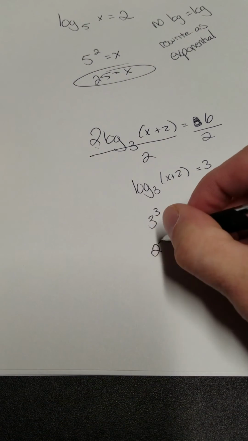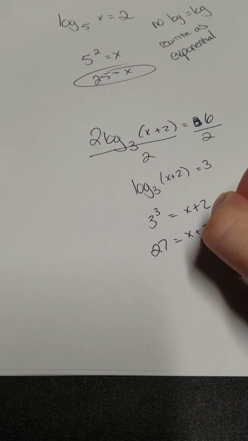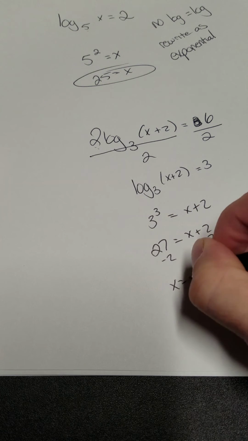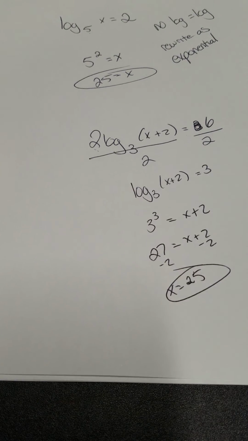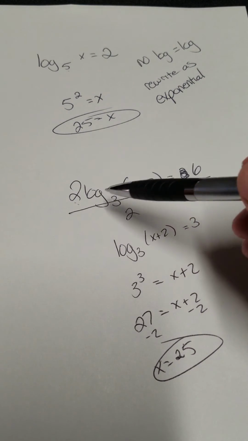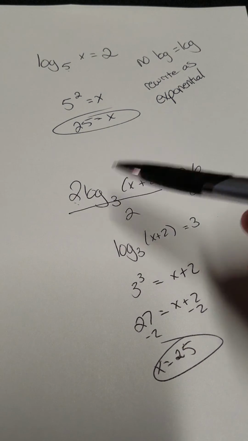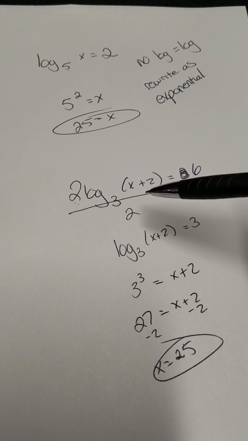3 to the third is 27. Equals x plus 2, subtract 2. x equals 25. All right, so anytime you have something like this, make sure to get the log by itself, rewrite it as an exponential, and solve it.